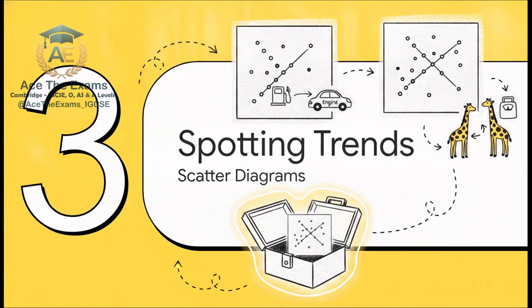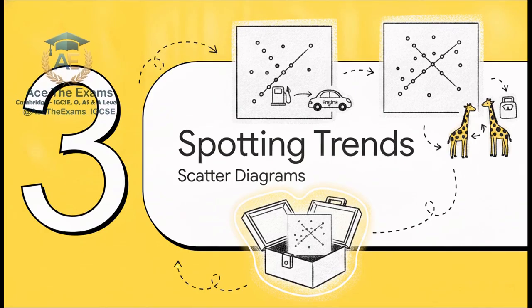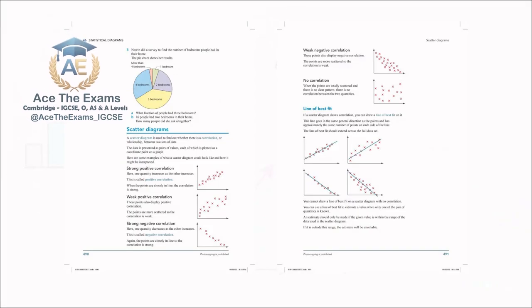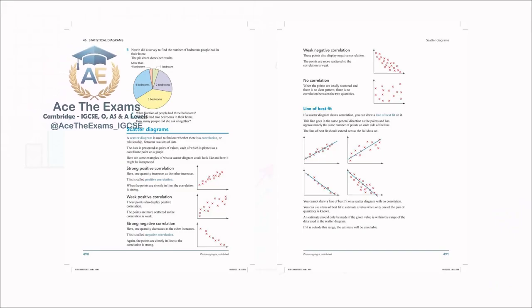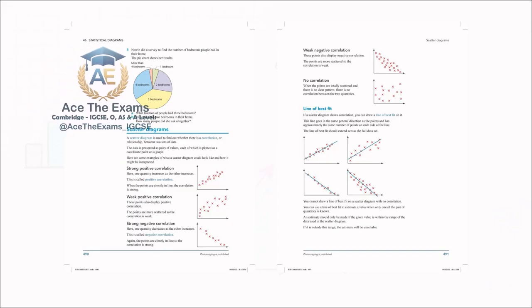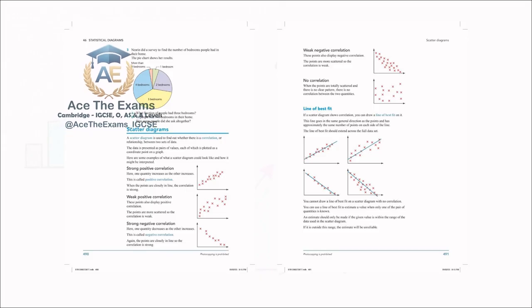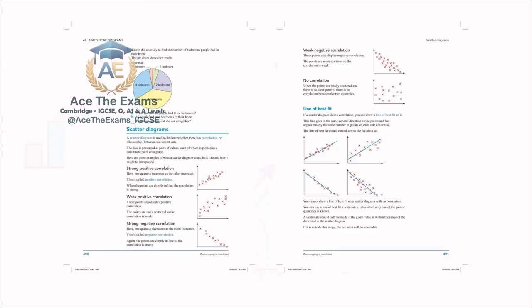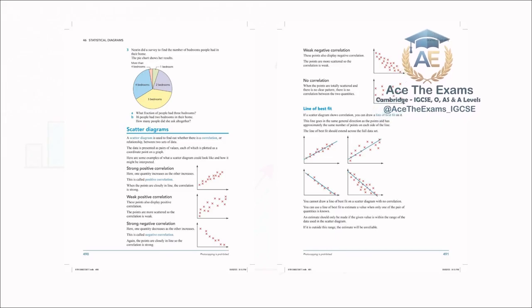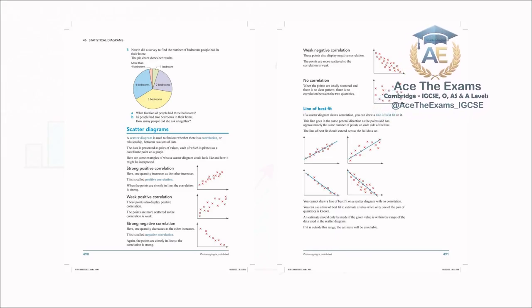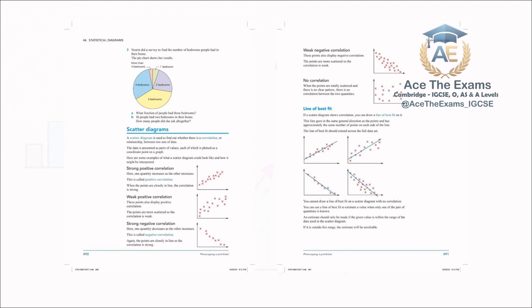All right, let's step it up. Section 3, Spotting Trends, Scatter Diagrams. Often in these exams, we want to know if one thing directly affects another. Does a car's engine size affect its fuel consumption? Do taller giraffes weigh more? We use scatter diagrams to answer these exact questions by plotting pairs of values to reveal correlation, which honestly is just a fancy mathematical word for relationship.